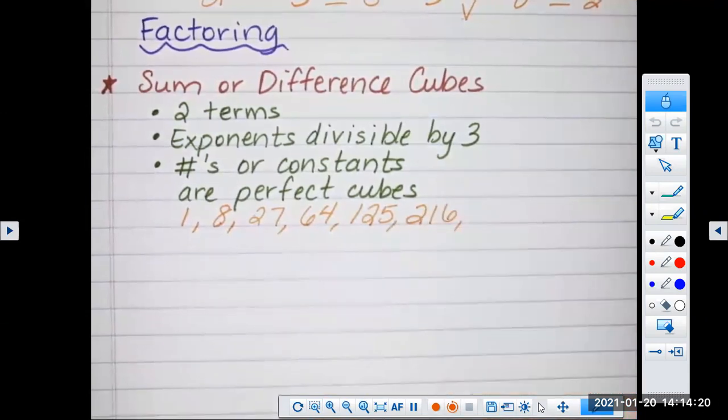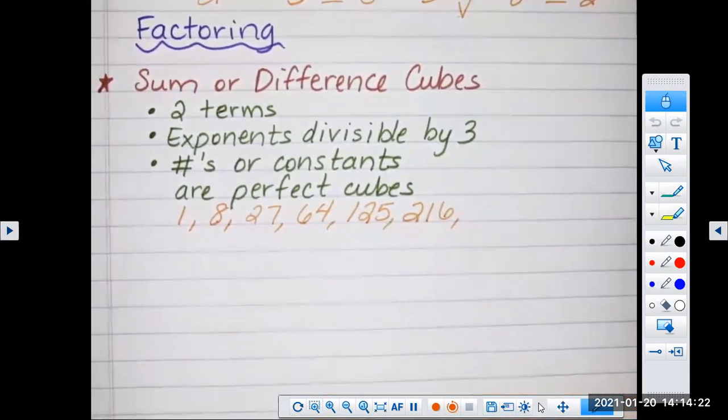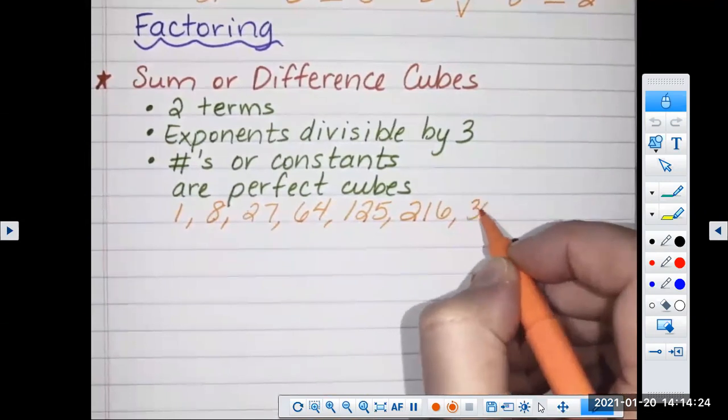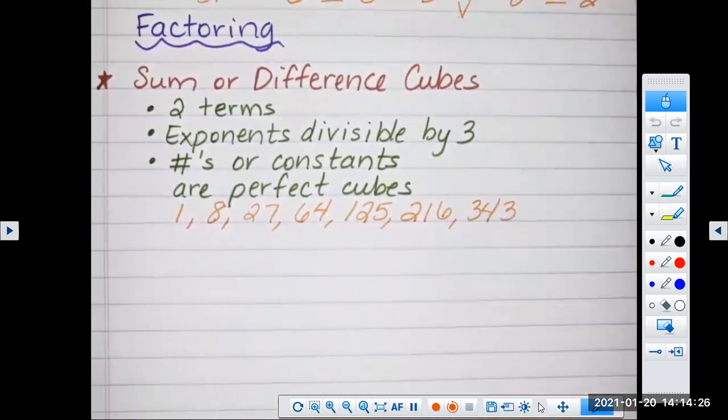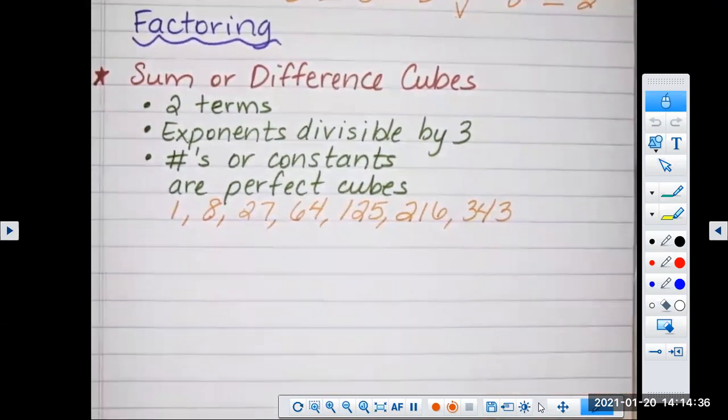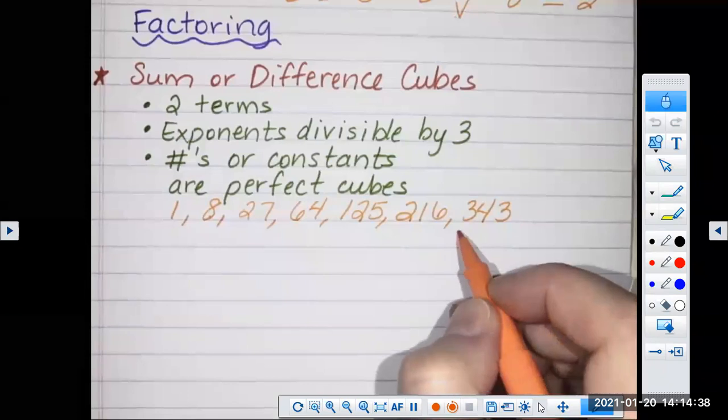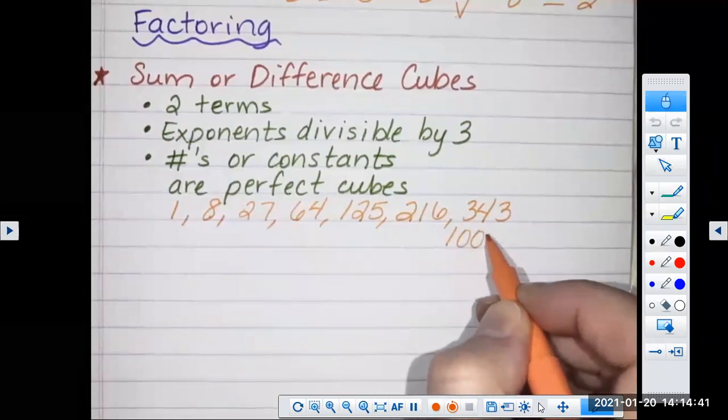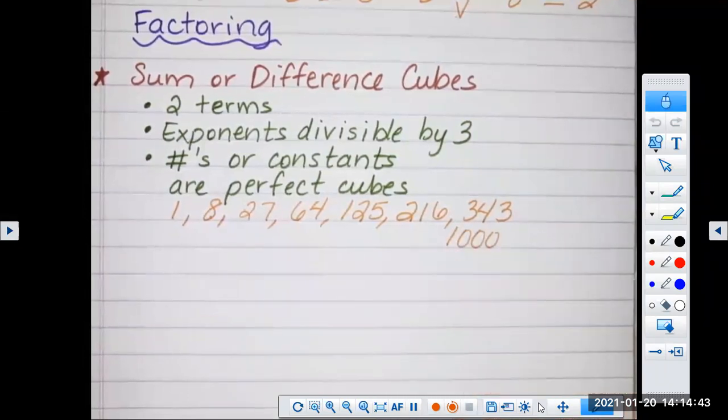216. Okay. 7 to the 3rd should be 343. Somebody double check me on that. And then 8 to the 3rd, 9 to the 3rd. I mean, of course, they keep going forever. Another common perfect cube you might see is 1000, or 10 to the 3rd.